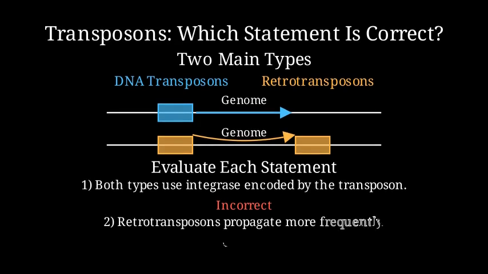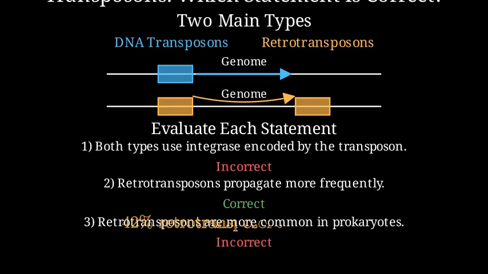Statement 2 says, retrotransposons are likely to propagate more frequently than DNA transposons. This is correct. Retrotransposons use a copy and paste mechanism, which increases copy number. DNA transposons usually do not increase copy number as efficiently.